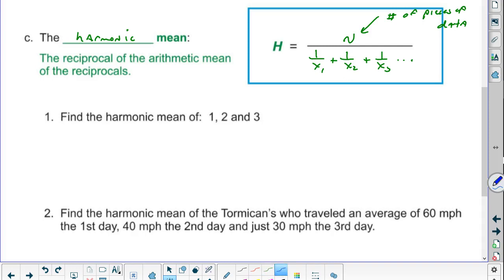Okay, simplistic example first off. Find the harmonic mean of 1, 2, and 3. Okay, so H, harmonic mean. So what's n going to be? 3. 1 over x sub 1, make that the 1. Plus 1 over x sub 2, make that the 2. And this one does have 3, so 1 over 1/3.